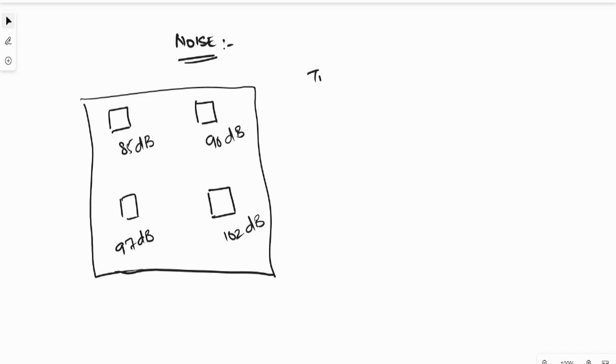Now, what is TWA of noise? There are two agencies which give us two different values. OSHA says the TWA of noise is 90 decibels, whereas ACGIH says it should be 85 decibels. Whichever is lower is certainly better. So these are the TWA levels posted by these two agencies.